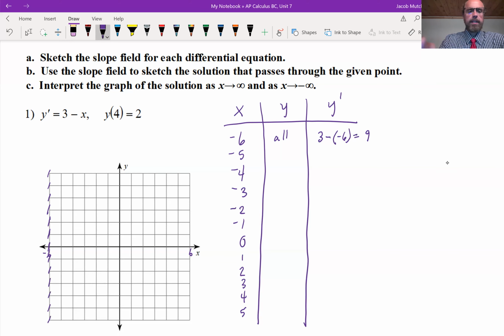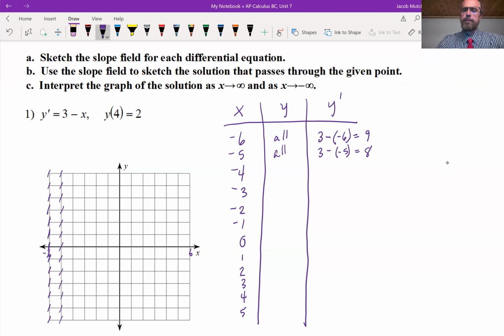So then we go to our next x value, which is -5. I'll plug it into the same differential equation, 3 minus -5, and that's 3 plus 5, or 8. So as I pass to the right from -6 to -5, I'm going to have, again, a steep slope that's slightly less steep, but still positive slope and identical for every y value. Now, I should say that that's not always the case for every differential equation. Some differential equations determine y prime based on both x and y. This one just happens to be all on x. So again, I'll place all values for y there.